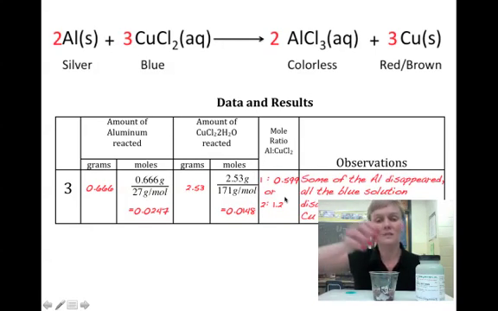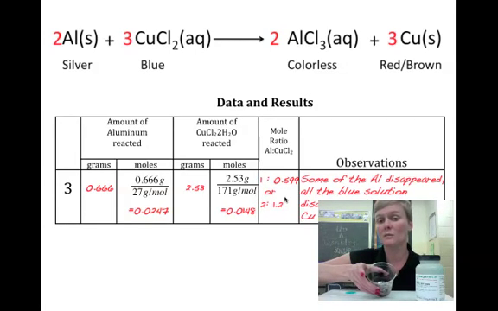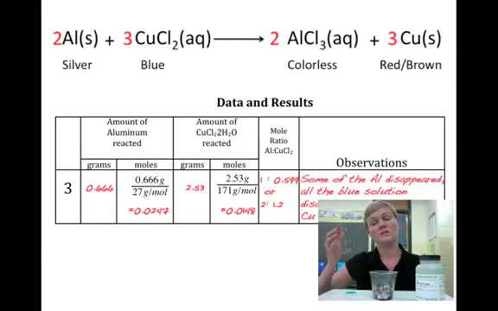Our observations: some of the aluminum disappeared, but a lot of it is still left. All the blue color disappeared. We're left with a red copper solid in a clear solution. Now, let's think and discuss. Make sure you get all of that filled out before we move on. If you need to go back and fill it out, feel free.